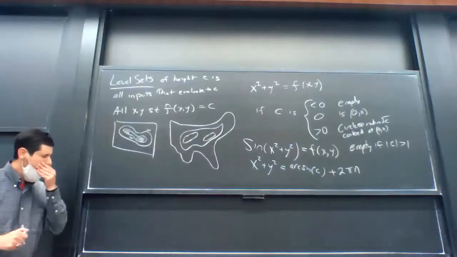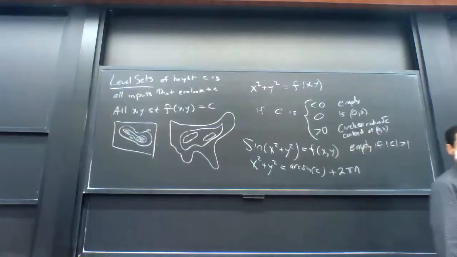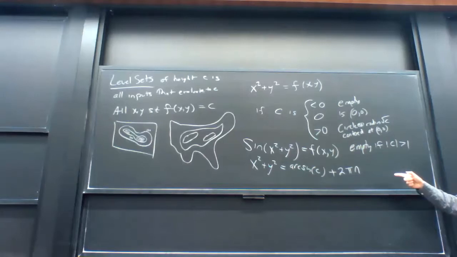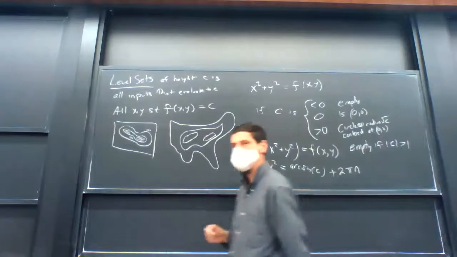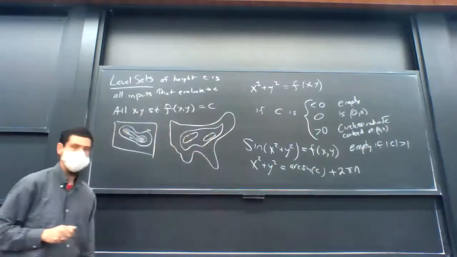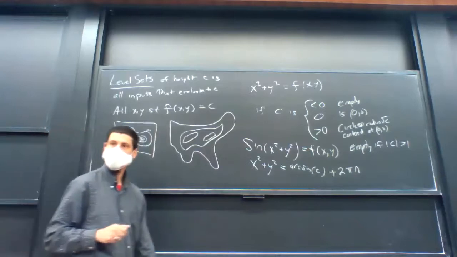Now, we need this to be positive, right? Because x squared plus y squared is never negative. So what do you think the level sets will be for a C between -1 and 1? What will it look like?